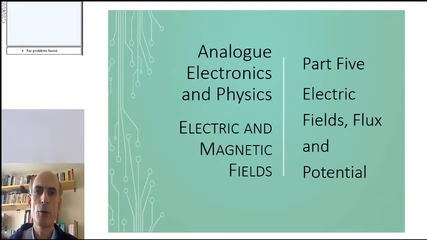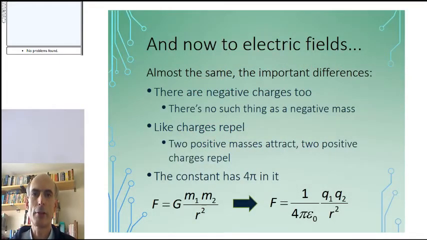Now we can see how these ideas relate to electric fields. There are a few important differences between electric fields and gravitational fields. Firstly, with electric fields, we have both positive and negative charges. And it's those charges that are causing the forces of repulsion and attraction. The fact that we have negative charges and positive charges does mean that we can now have both attractive and repulsive forces between charges. The second difference is that with gravity, two positive masses attract.